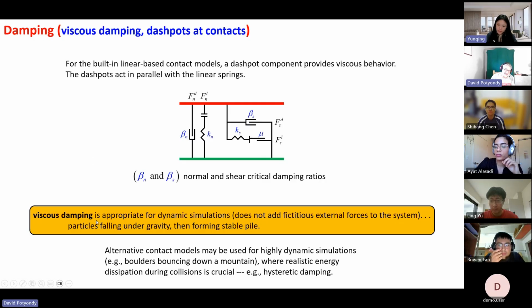And this is going to be appropriate if you're forming a stable pile. You have particles, they're falling, and you want them to lose energy as they bounce against each other. This would be more properly doing the physics of particles bouncing off of each other. Okay.